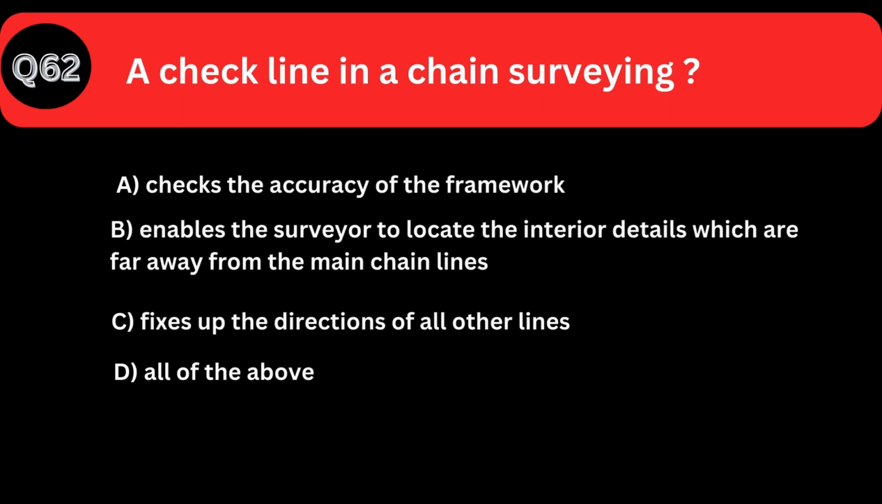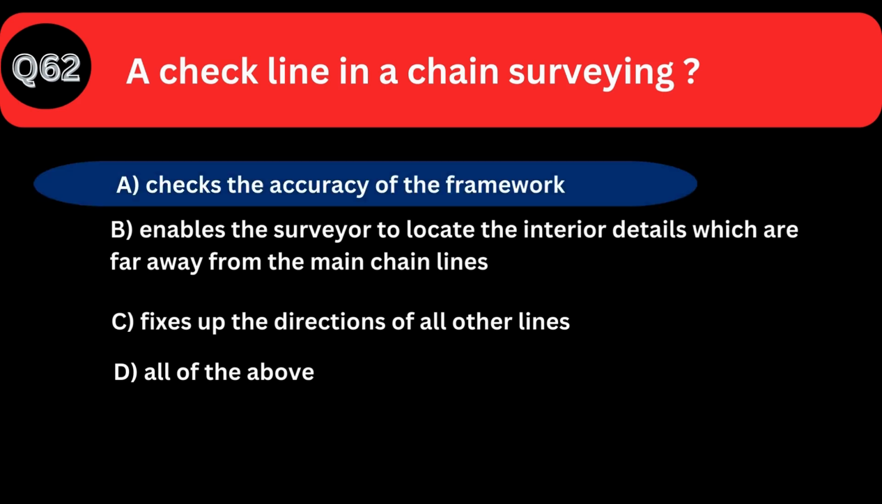A check line in a chain surveying. Options: A. Checks the accuracy of the framework. B. Enables the surveyor to locate the interior details which are far away from the main chain lines. C. Fixes up the directions of all other lines. D. All of the above. Answer: A. Checks the accuracy of the framework.